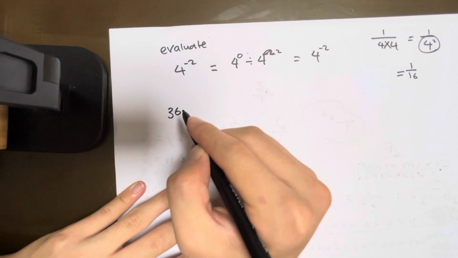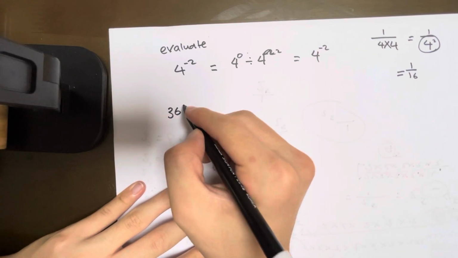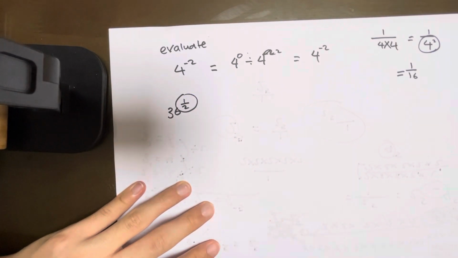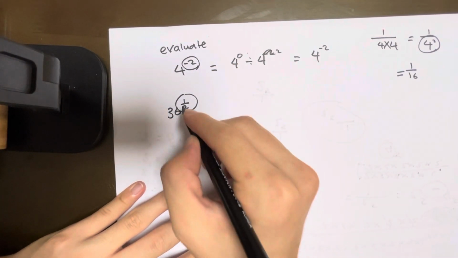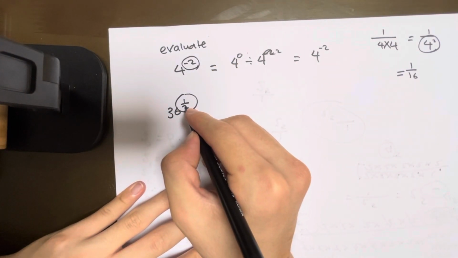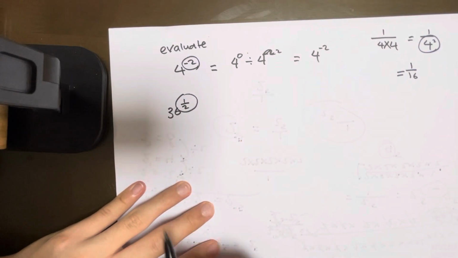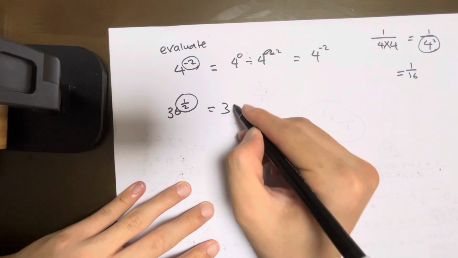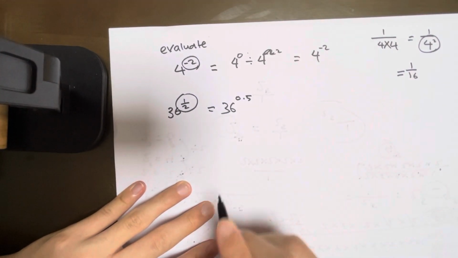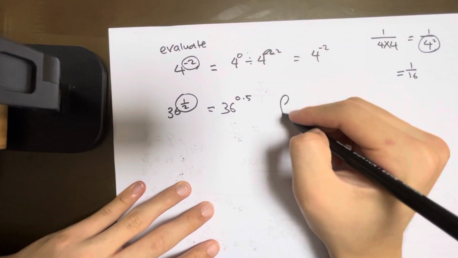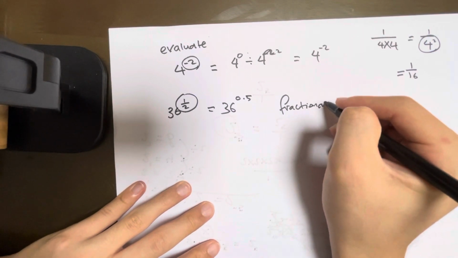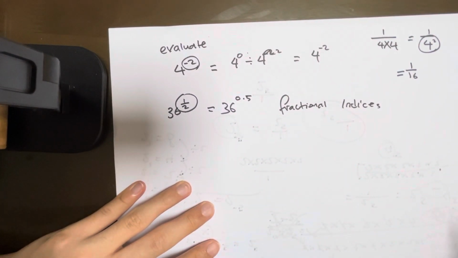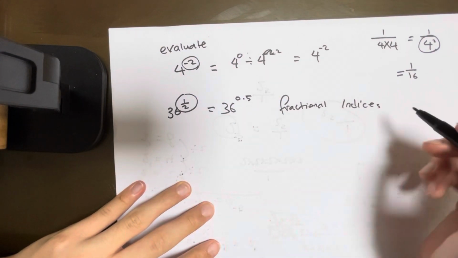36 to the power of 1 half. This is not the same thing as this. Remember, this is still a positive number. It's not a negative, right? It's 0.5. This is equal to 36 to the power of 0.5. This is what we call fractional indices. It's when you have a fraction as the power of your indice. I'll explore this in the next video.